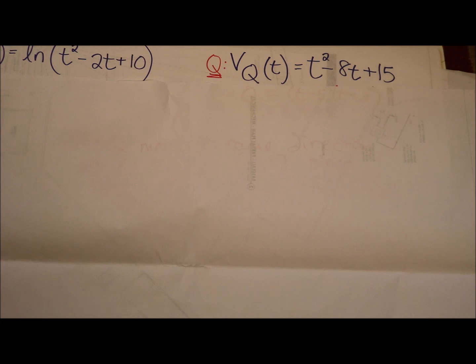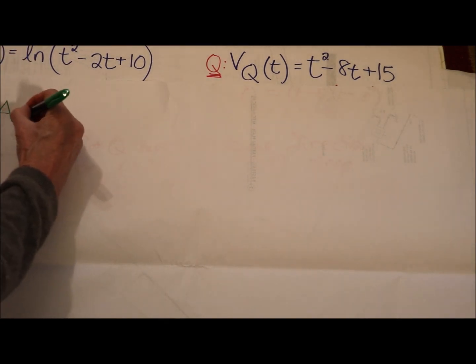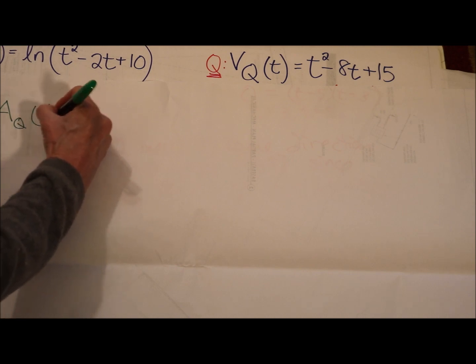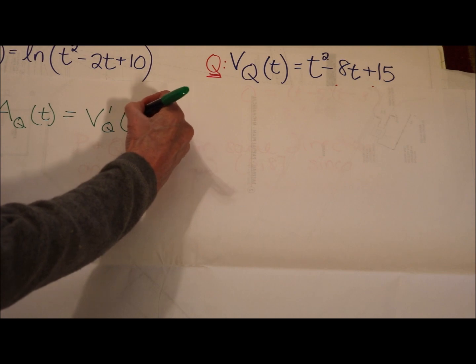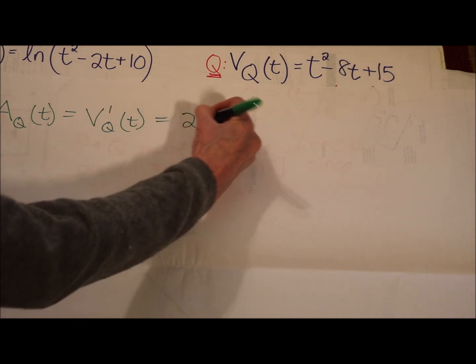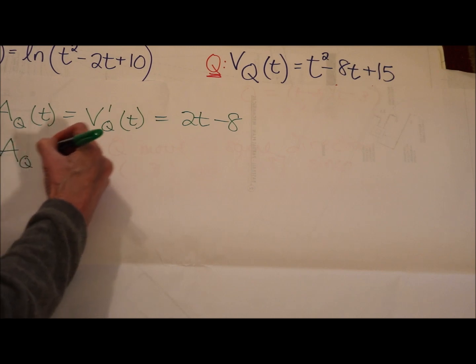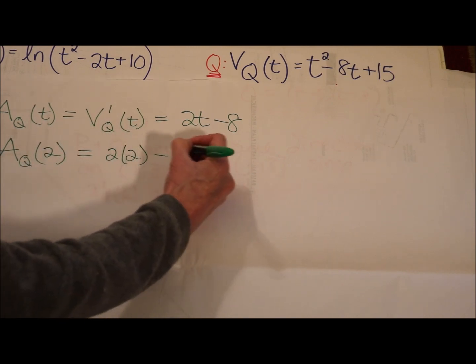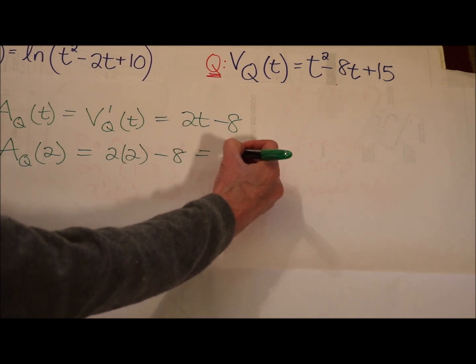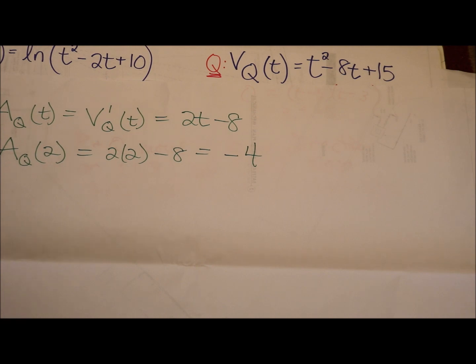Part C asks us for the acceleration of particle Q. Well, the acceleration of particle Q, of course, is just going to be the derivative of the velocity of particle Q. That's not hard to take. We want to know the acceleration at time 2, so that's not a big deal. That's going to give me 4 minus 8, which is -4, whatever my units are.